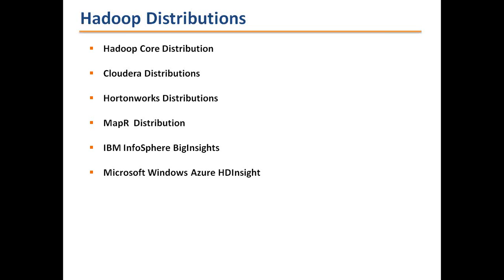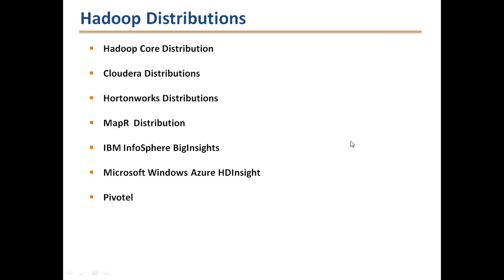So these are the popular distributions in the market. We also have one more distribution called Pivotal. Some of the companies are using this as well. I think EMC Square mostly uses Pivotal in their cloud applications. So EMC Square is using this Pivotal distribution.